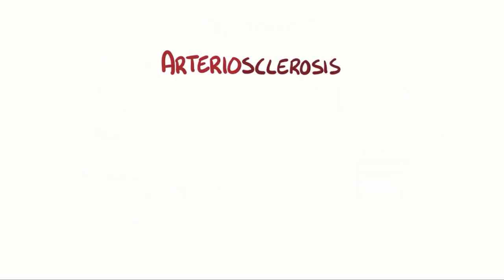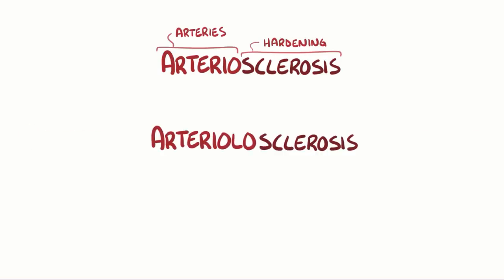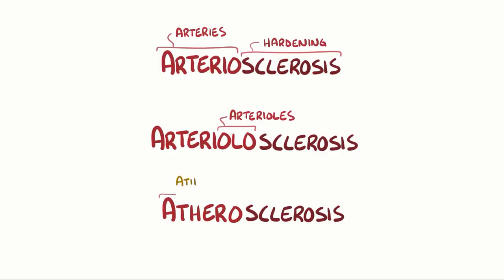Alright, as a quick recap, arteriosclerosis literally means hardening of the arteries, and describes diseases where arteries become thicker, harder, and less elastic. Arteriolosclerosis specifically refers to the hardening of the arterioles, which often affects blood flow to the kidneys. And atherosclerosis describes the buildup of atheromatous plaques in medium to large arteries.